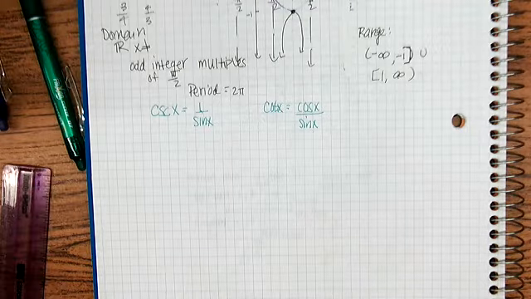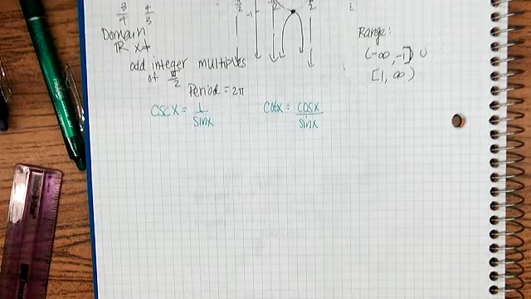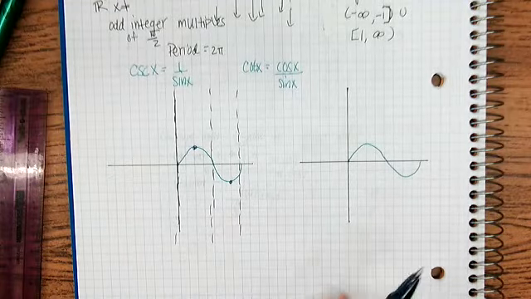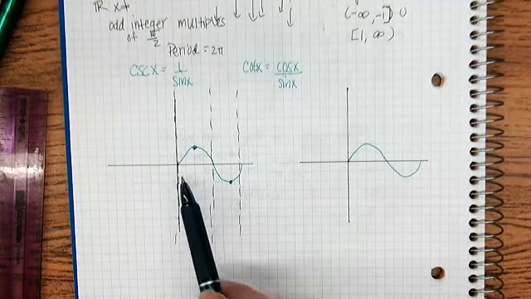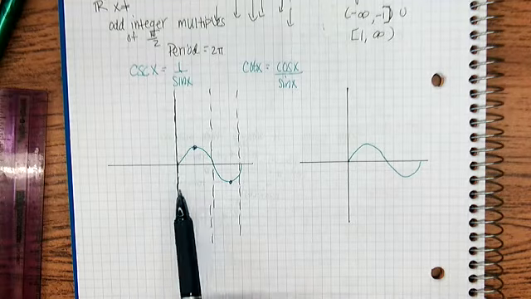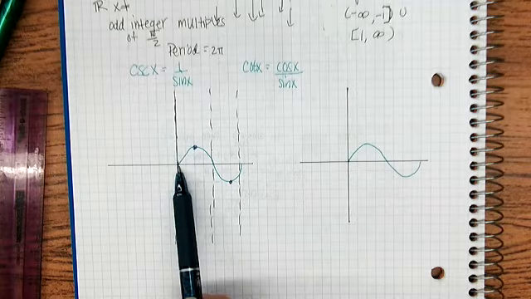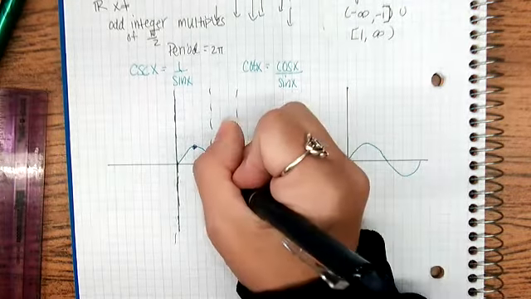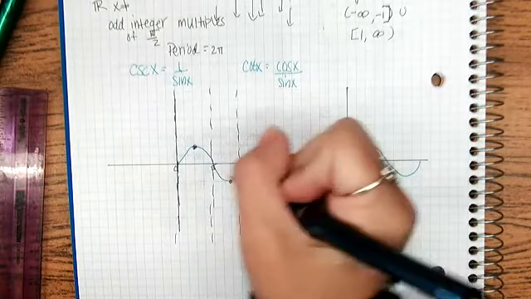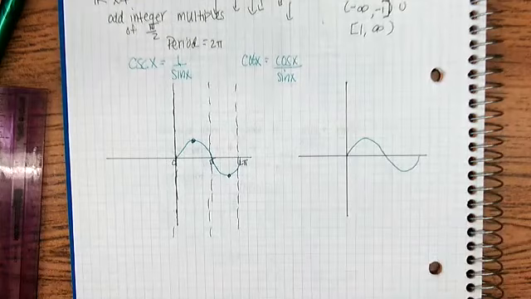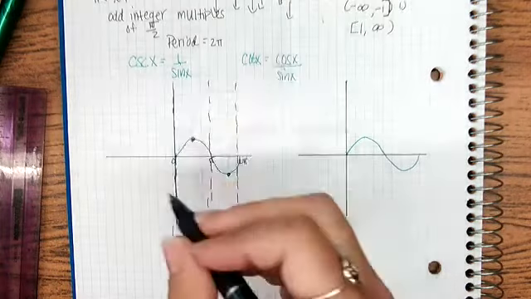So I would draw for yourself 2 parent sine curves. Here are my 2 parent sine curves. I'll label the increments in a minute. If the sine is 0, the cosecant is undefined. So the sine is 0 at 0, pi, 2 pi, 3 pi, 4 pi, etc. Okay, so reciprocal function.